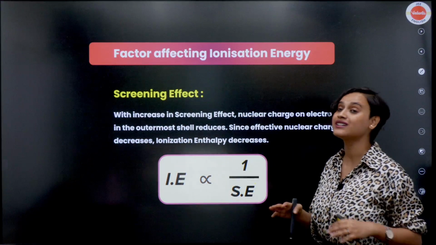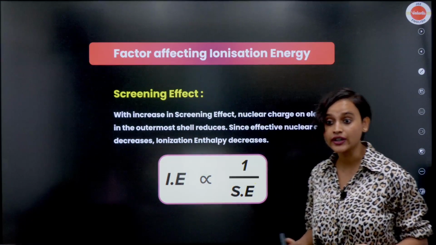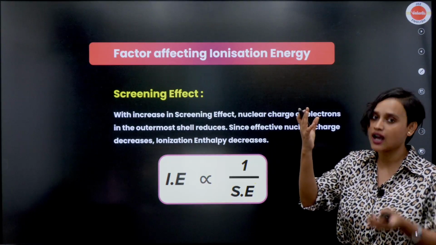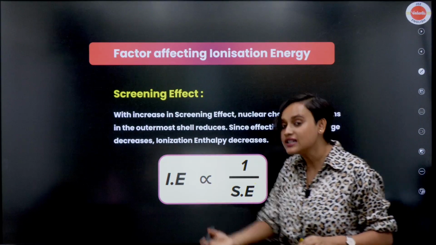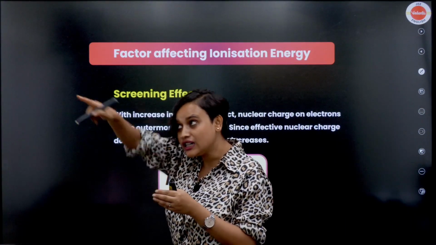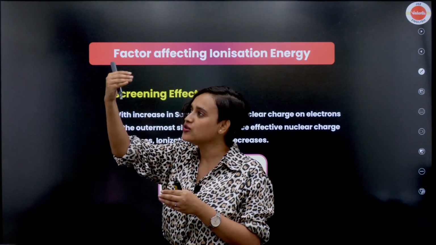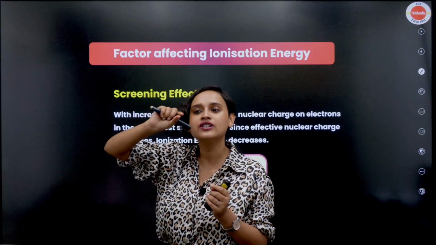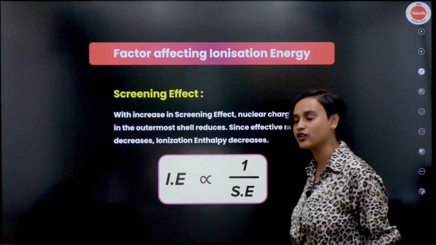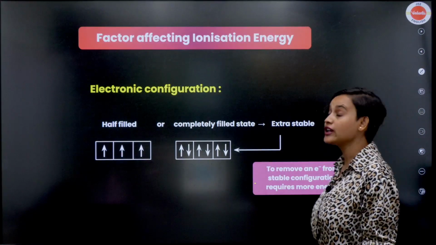Next. This is comparatively easy. It's just that there are too many things that you have to remember. Then comes screening effect. What happens with screening effect? If screening effect increases, ionization energy decreases, because the more the inner orbital electrons are able to shield the outermost electrons, the nucleus will not be able to see the electron. So, you can easily take away that electron. You can just give it less amount of energy and you can take away the electron. Got it? Yeah, great.